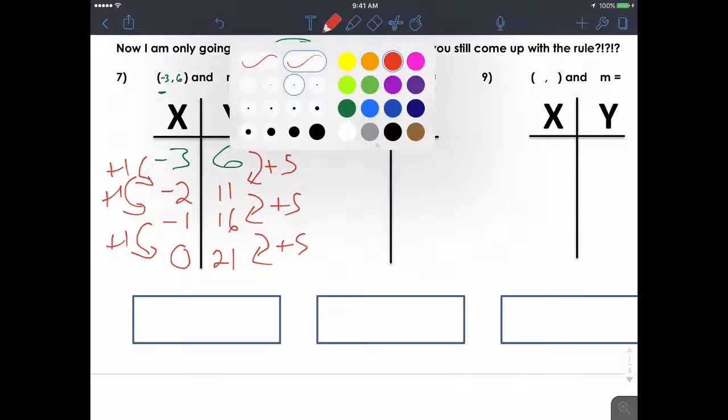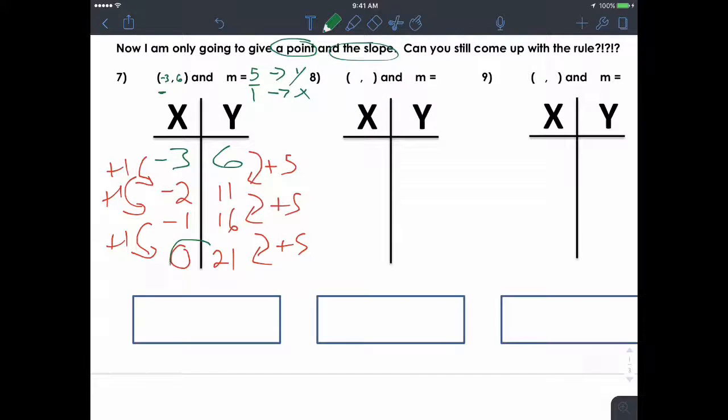This is what we're looking for. We want the input of 0, which is what we have now. Now that we have the input of 0, and we already know what the slope is, we can now write y equals 5 over 1x plus 21. That is my rule, or my equation, for number 7.